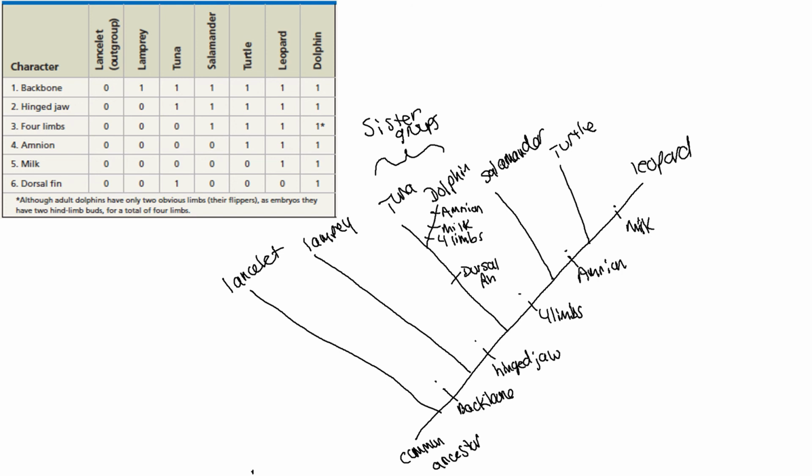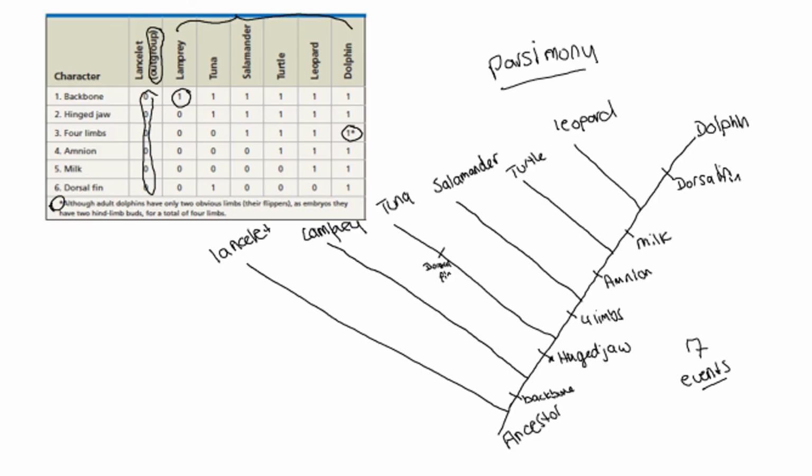So let's count the number of events for this tree to actually be true. We've got 1, 2, 3, 4, 5, 6, 7, 8, 9 events, as opposed to, oh, I'm sorry, 7 events for this tree right here. So this one is the one that's most parsimonious. If we did put dolphin with tuna, just because they share this character, the dorsal fin, putting them as sister species, that would not be the most parsimonious way to do it. So this would be the best explanation or the best hypothesis to go with based on the data that we have. All right. So that's one example.